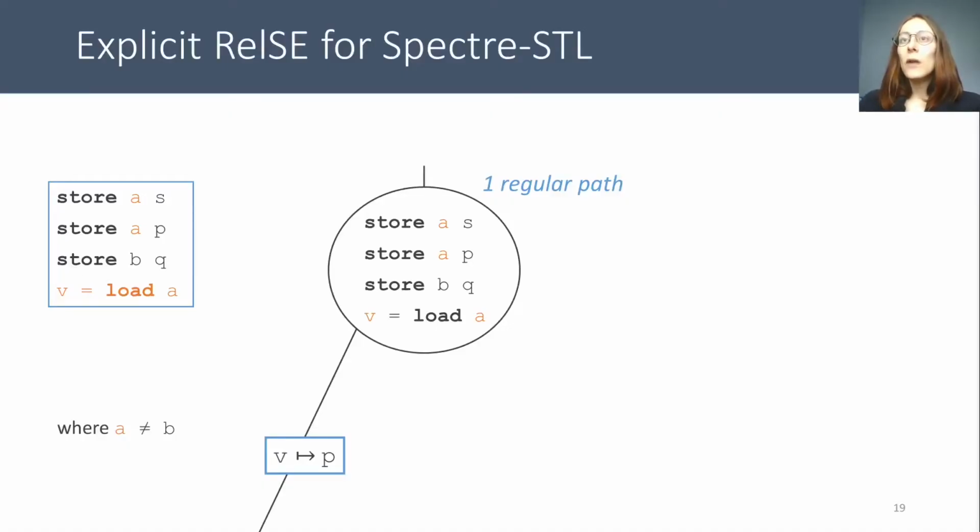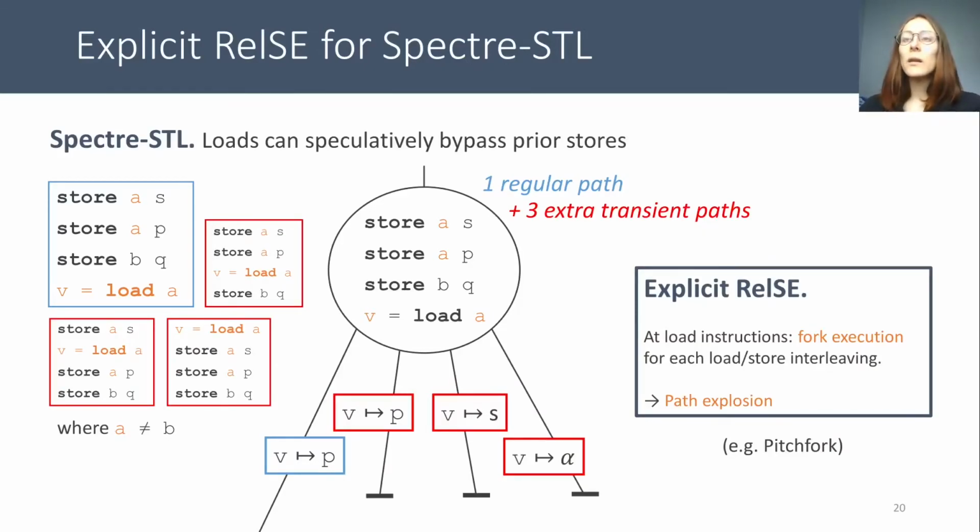So now let's look at Spectre-STL. Remember the program that we introduced at the beginning, performing 2 stores at address A, 1 store at address B, and loads the value at address A into the variable v. After the regular execution of this program, we have 1 path where the variable v has value p. Now, for Spectre-STL, we also need to represent 3 additional transient paths to represent all possible load and store interleavings.